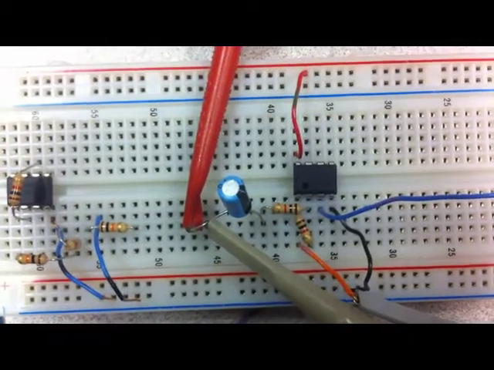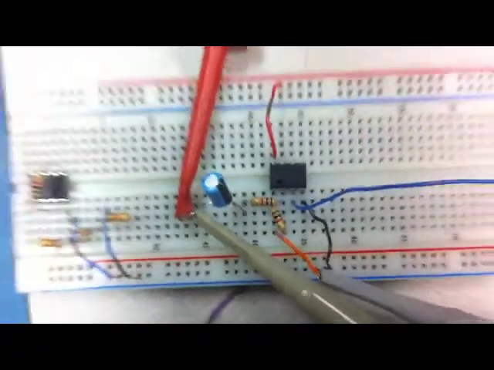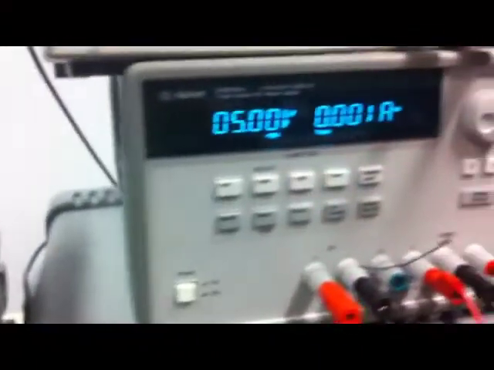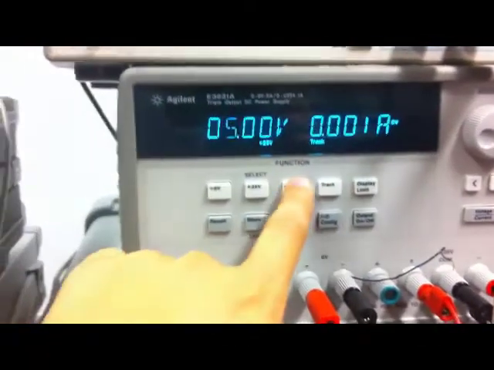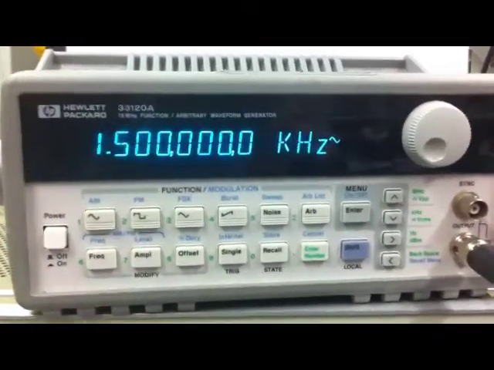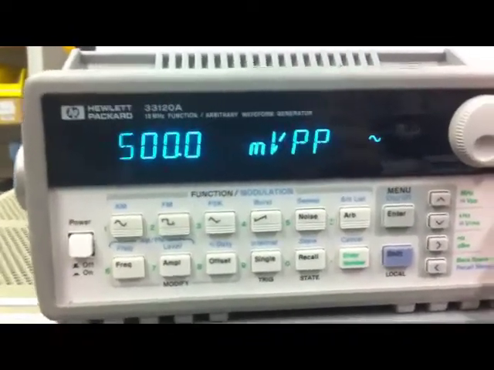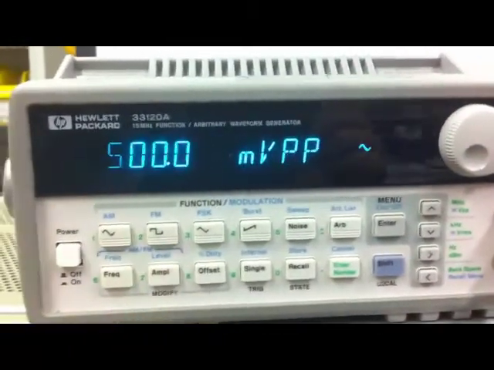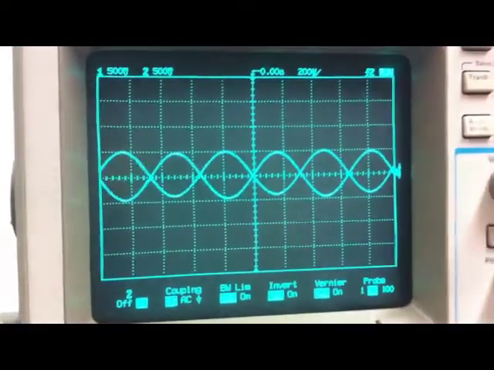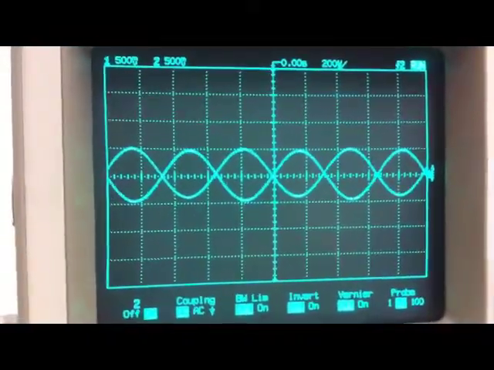So here is the lab demo of our high-pass op-amp. This is our TLC 277 setup. Over here, you can see we're supplying our rails with positive 5 and negative 5 volts. We're using the function generator to give it a sine wave, 1.5 kilohertz, and the amplitude is 500 millivolts peak to peak. It's not much, but that part doesn't really matter. The frequency is what we care about most. So over here, we've plotted both input and output. As you can see, there's a 180 degree phase shift.